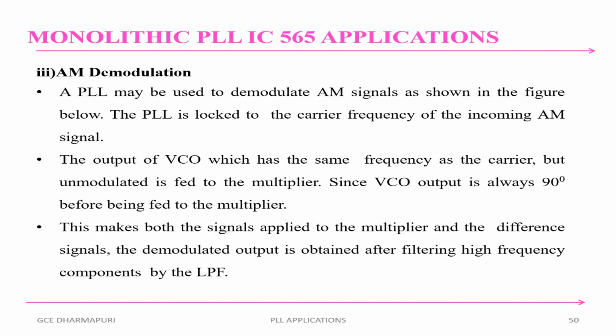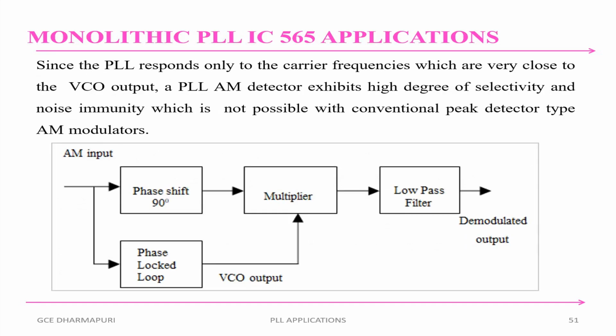The demodulated output is obtained after filtering the high frequency component by the low pass filter. Since the PLL responds only to the carrier frequency, which is very close to the VCO output, a PLL AM detector exhibits a high degree of selectivity and noise immunity, which is not possible with a conventional peak detector type AM demodulator.